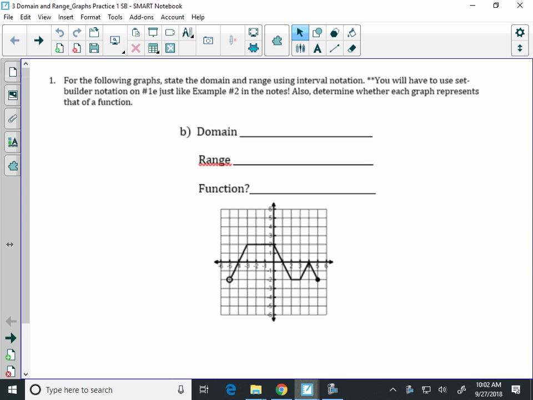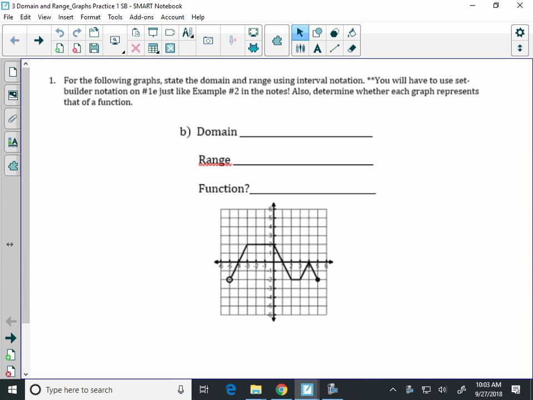This video is for a couple of problems on the domain and range practice number 1. We are going to do B, C, D, and F, I believe, on this video. So if you need help on any of the problems other than the ones that are on this video, you need to look at the key that's posted on Canvas or ask your teacher for help.